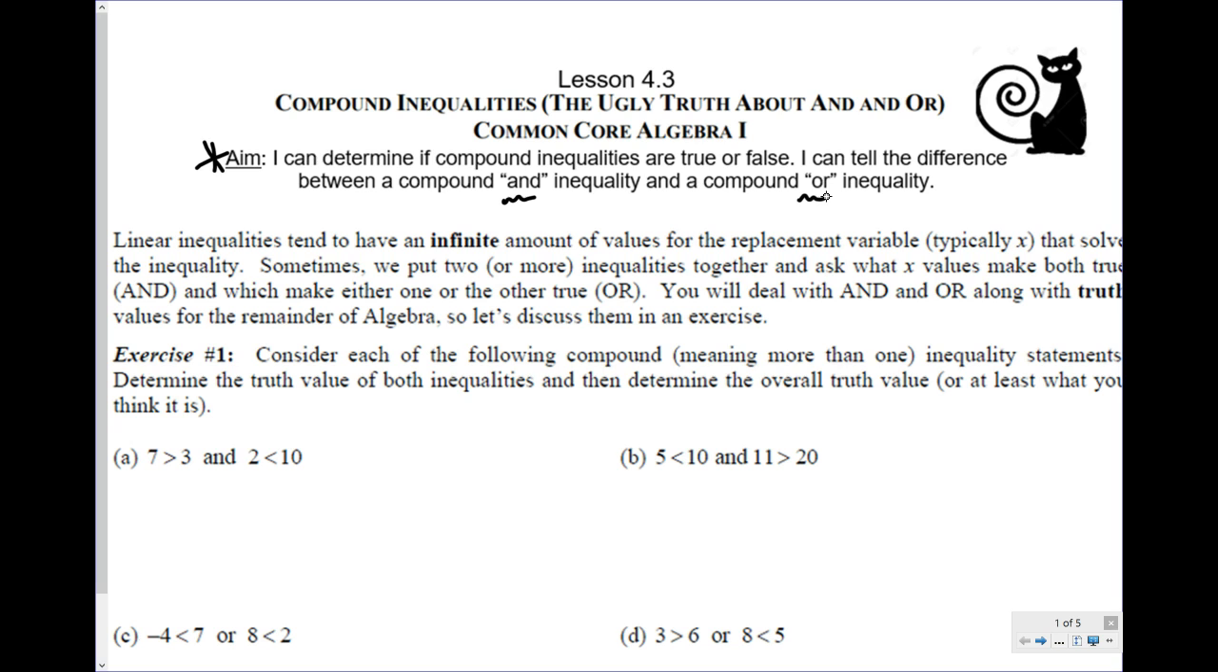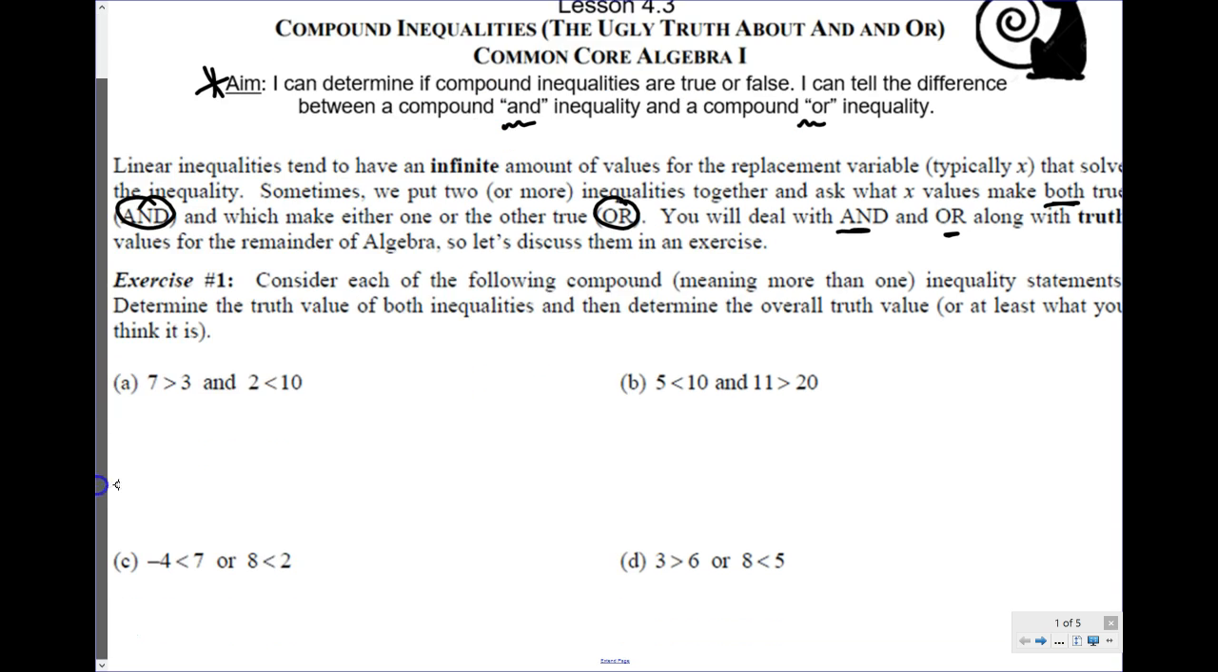Okay? Let's read. Linear inequalities tend to have an infinite amount of values for the replacement variable, typically x, that solves the inequality. Meaning that if x is greater than 9, infinite numbers are greater than 9, right? Sometimes we put two or more inequalities together and ask what x values make both true. And that's what the "and" part is, and which makes either one or the other true. That's where the "or" comes in. You will deal with "and" and "or" along with truth values the remainder of algebra. So let's discuss them in an exercise.